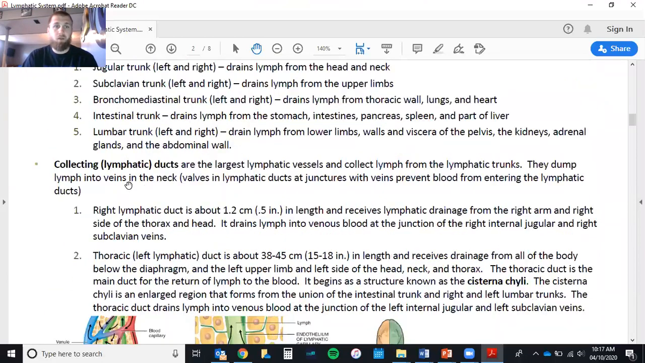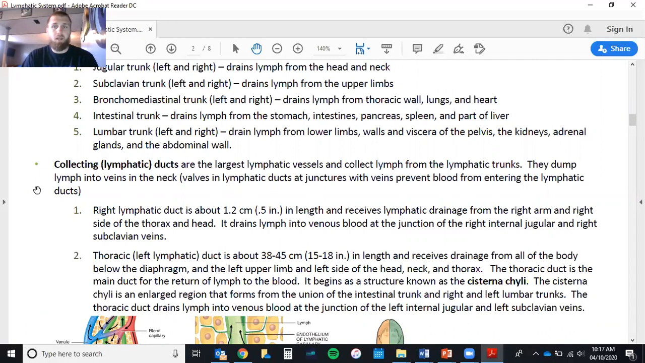But I am going to have you identify these, what we call collecting or lymphatic ducts. These are the largest of the lymphatic vessels, collecting lymph from those lymphatic trunks. There were 9 of these. There's only 2 of these. Okay? These are the ones that dump the lymph back into our cardiovascular system in 2 places. Okay, right above our heart on the right and left sides.